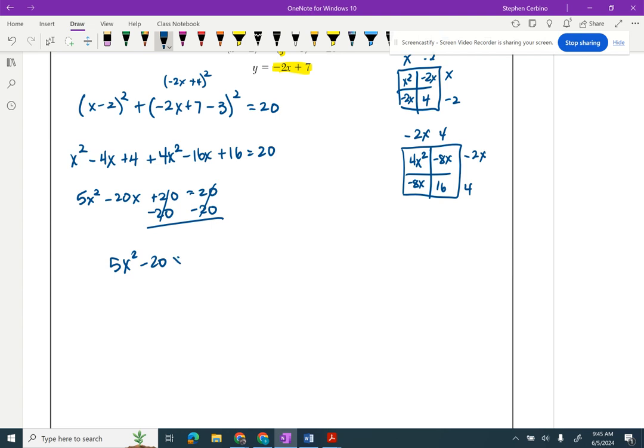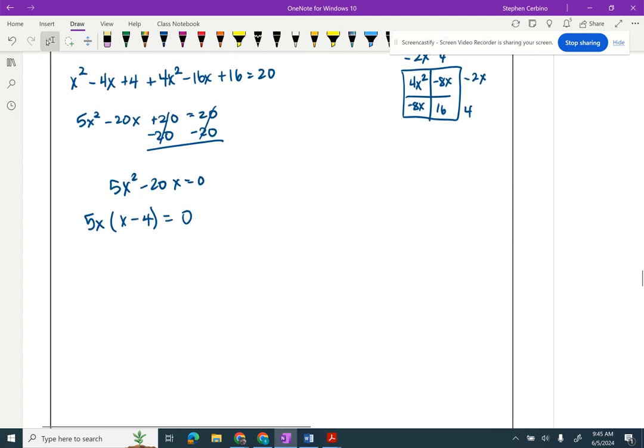If we subtract 20 to the other side to set it equal to 0, I get 5x squared minus 20x equals 0. To solve this, I'm going to factor. I'm going to take out a GCF of 5x, leaving me with 5x times (x minus 4) equals 0. And that should give us our two x values, x equals 0 and x minus 4 equals 0, giving us x equals positive 4, which makes sense because the x value and y value we got from Desmos were 0 and 4.